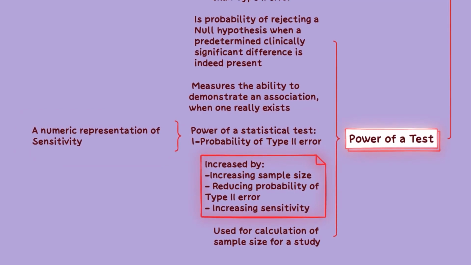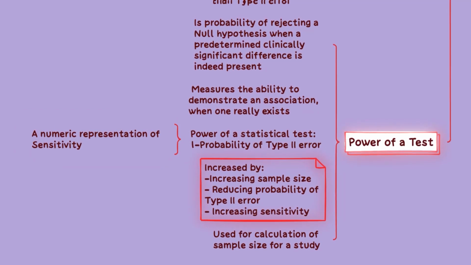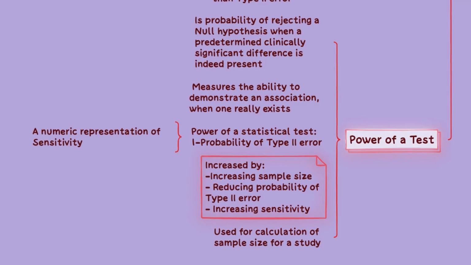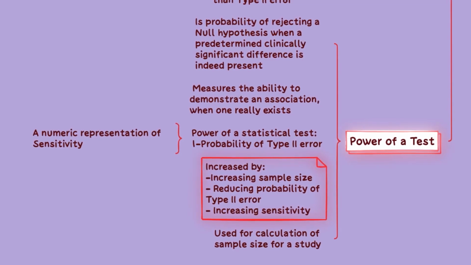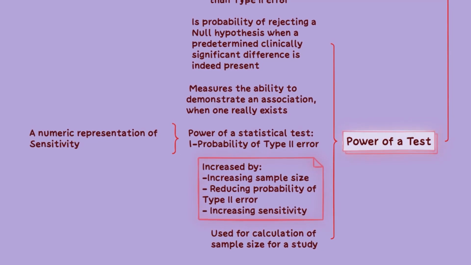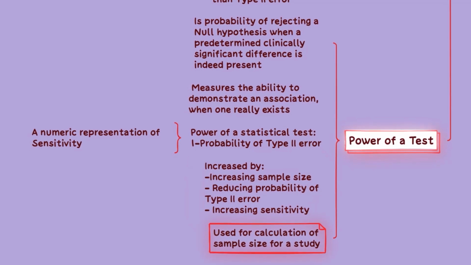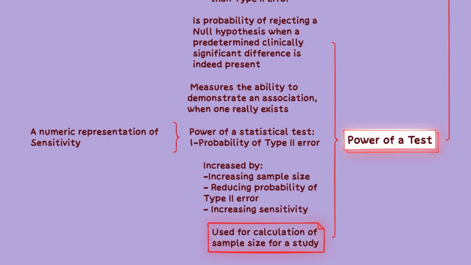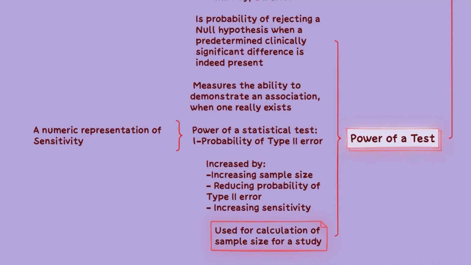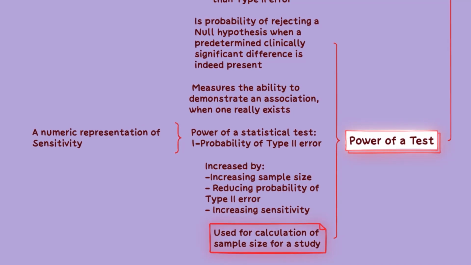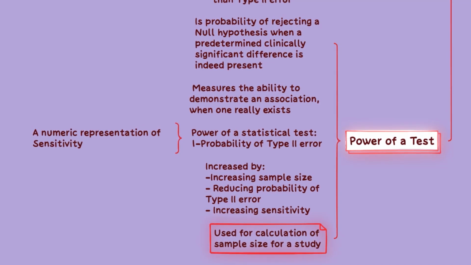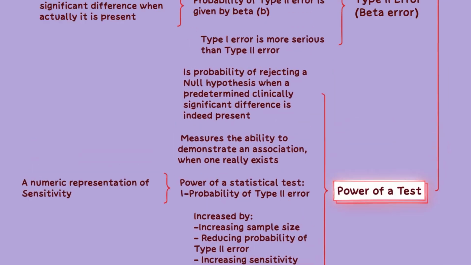The power of a test can be increased by either increasing the sample size, reducing the probability of type 2 error, or by increasing sensitivity. The power of a test is often considered when calculating the sample size required for a study. It is considered a numeric representation of sensitivity of a test.